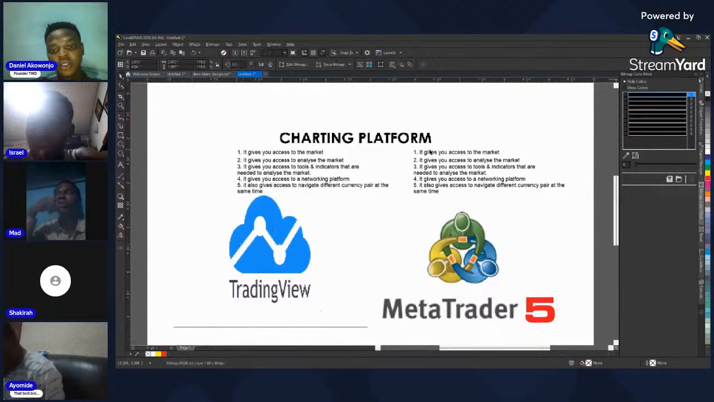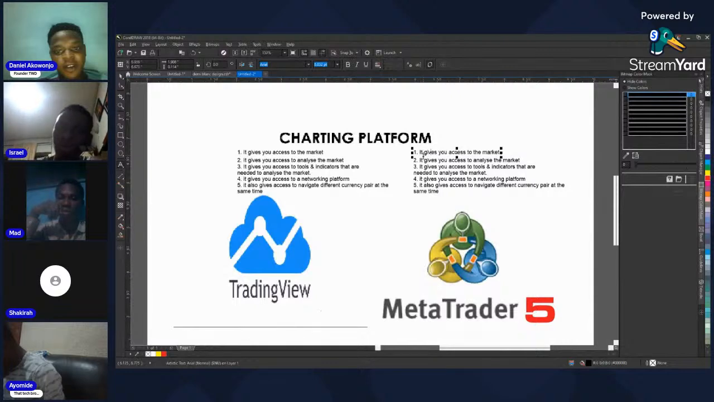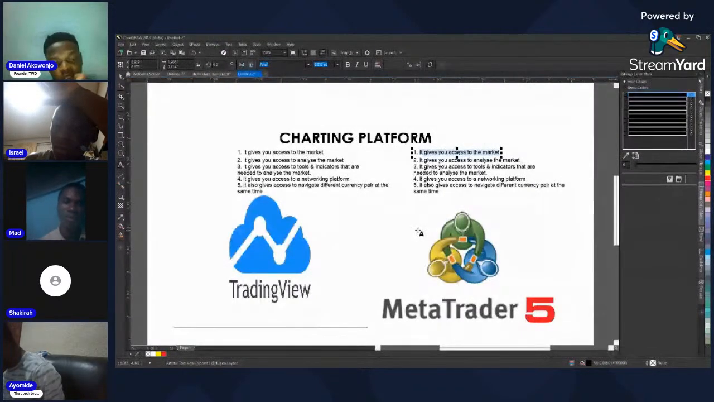All right. So now let's talk about MetaTrader 5. What does MetaTrader 5 allow you to do? MetaTrader 5 also gives you access to the market. But in MetaTrader 5, you have a more advanced feature. You understand? In the sense that you can execute a trade in MetaTrader 5. First thing first, that's executing a trade.